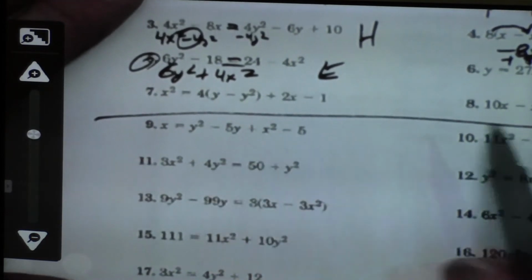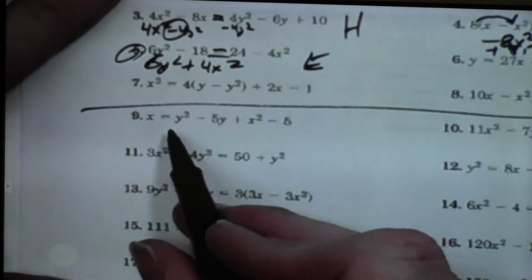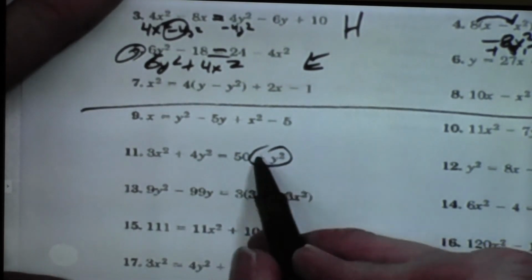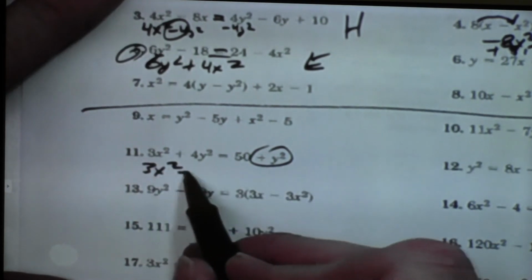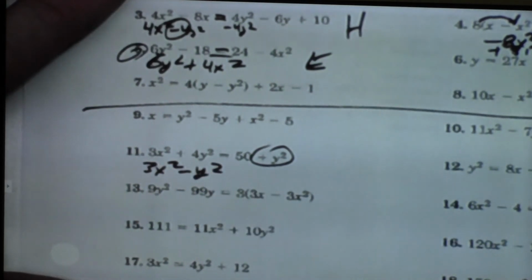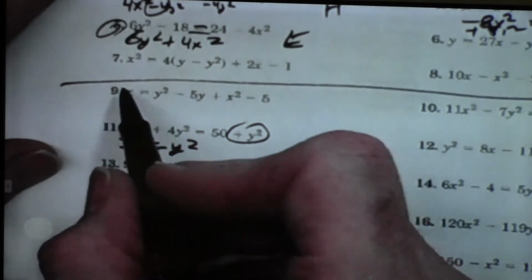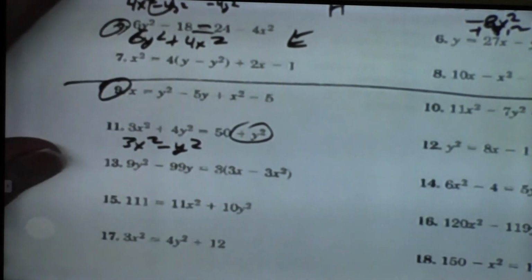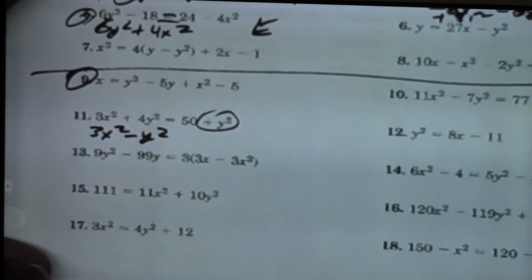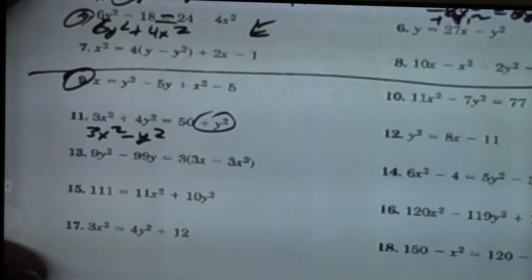So, start with 9 down to 18. I want you to take a couple of minutes now to try to do some of these yourself. For some of them, you're going to have to move them over. Like this one's got to be moved over there to make it 3x squared minus y squared. But I want you to start figuring them out. The answers are on the back, so you can check the answers as you do them. Start with number 9, or you can do 6, 7, and 8. I don't care. You can do those too. But I want you to do a few of these for the next couple of minutes before we go to the next section.